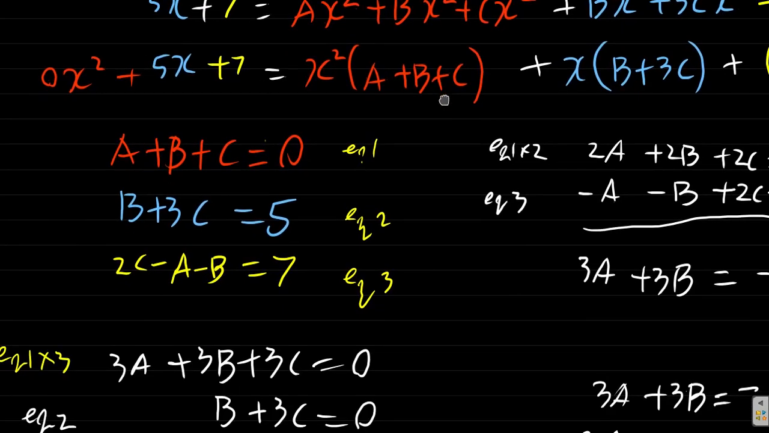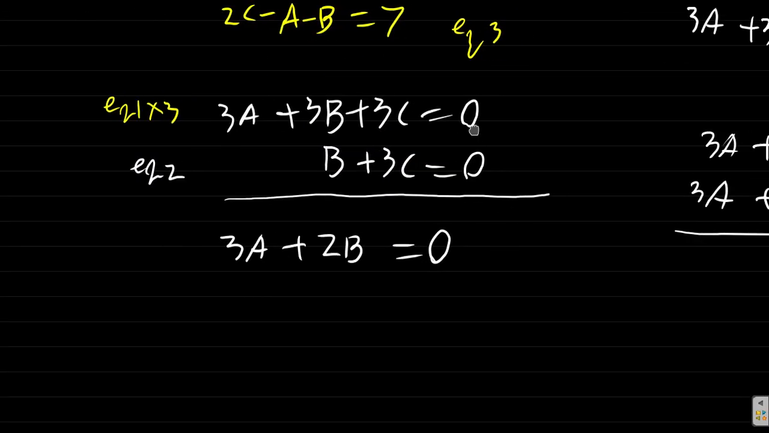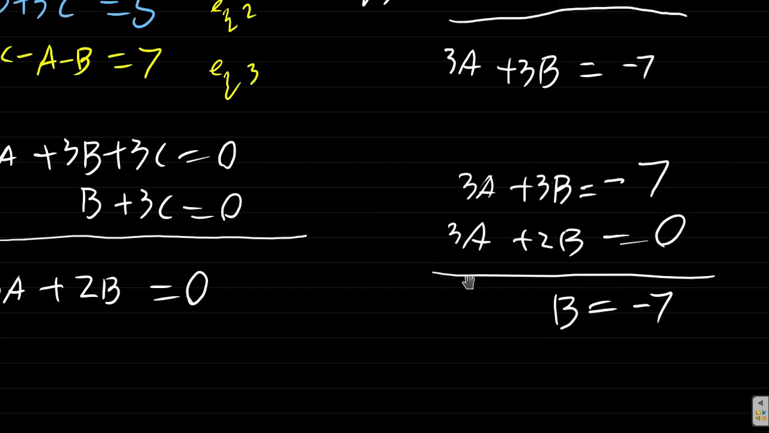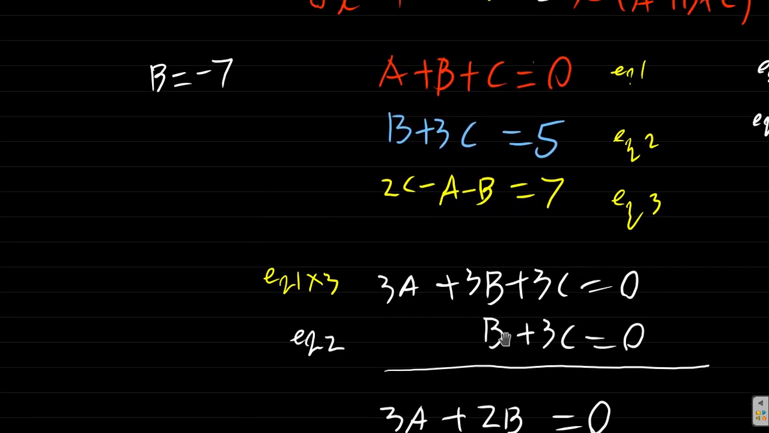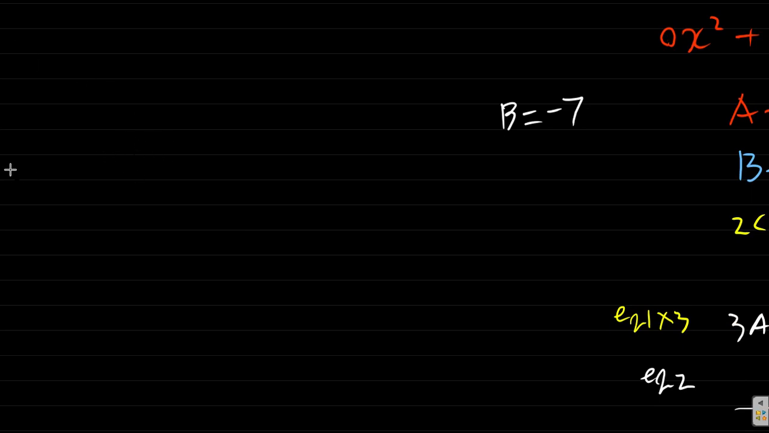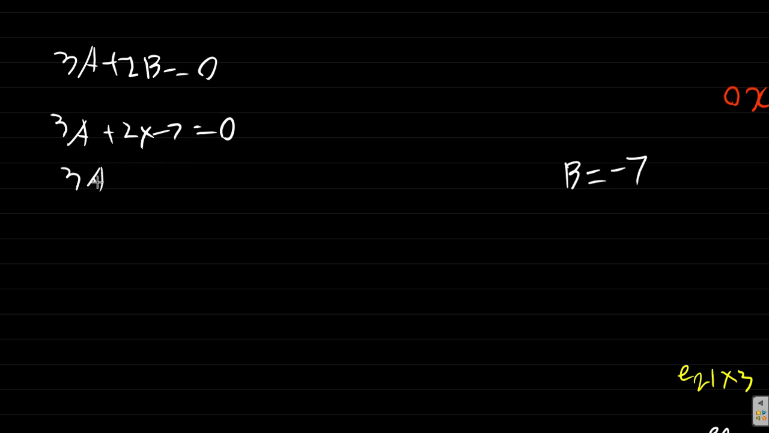So let's write that up here. B is equal to negative 7. I'm not able to scroll down any further. I've run out of space. But let's continue working. B is negative 7. Now here, 3a plus 2b is 0, so let's work with that. 3a plus 2 times negative 7 equals 0. So 3a minus 14 equals 0.